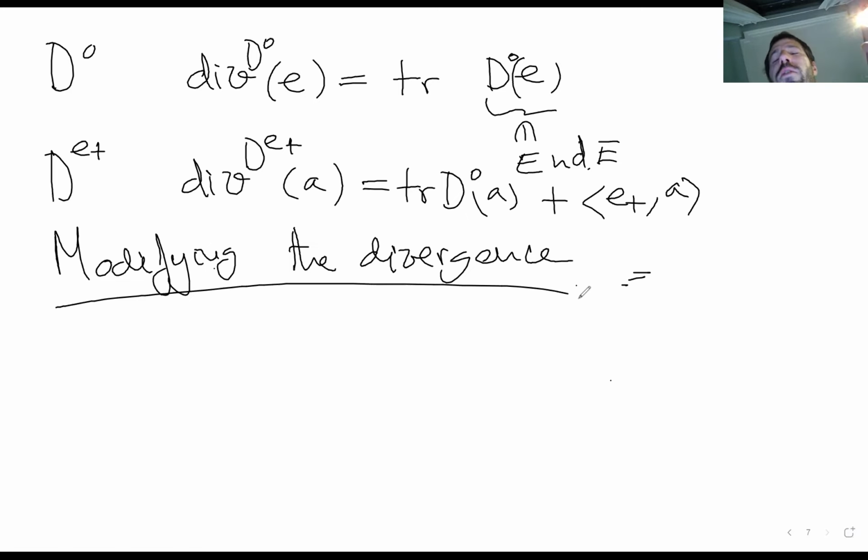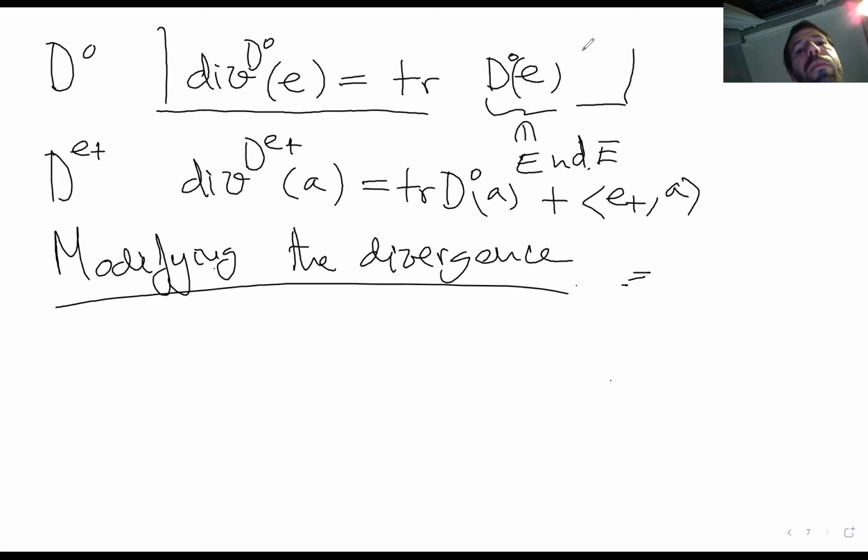Okay, so we have seen so far that there are torsion-free metric compatible generalized connections, but there are many, and one way of modifying them is by moving the divergence, which is associated to a generalized connection, via this formula. So now let me show you that this other freedom coming from the divergence is enough to define the generalized Ricci tensor.